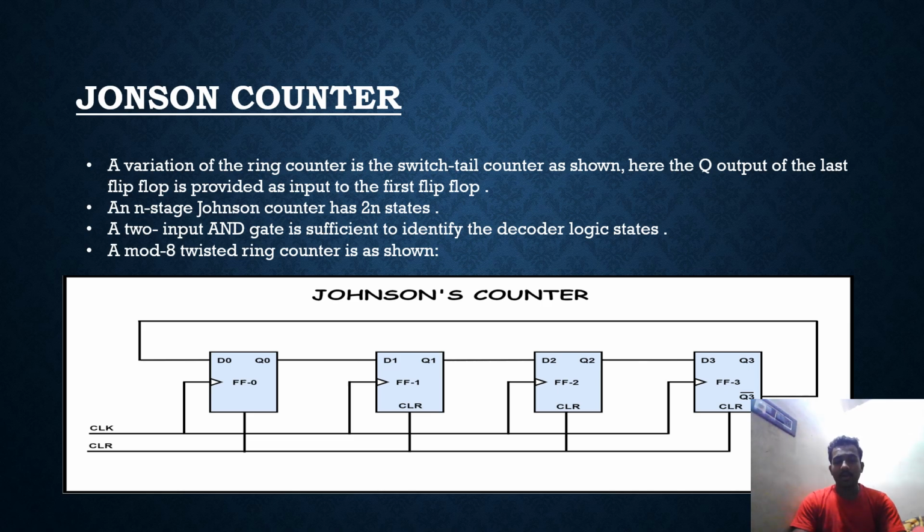Next, the Johnson counter. A variation of the ring counter is the twisted ring counter as shown. Here the Q bar output of the last flip-flop is provided as input to the first flip-flop. An n-stage Johnson counter has 2n states. Two-input AND gates are sufficient to implement the decoder logic. The mod 8 twisted ring counter is as shown.